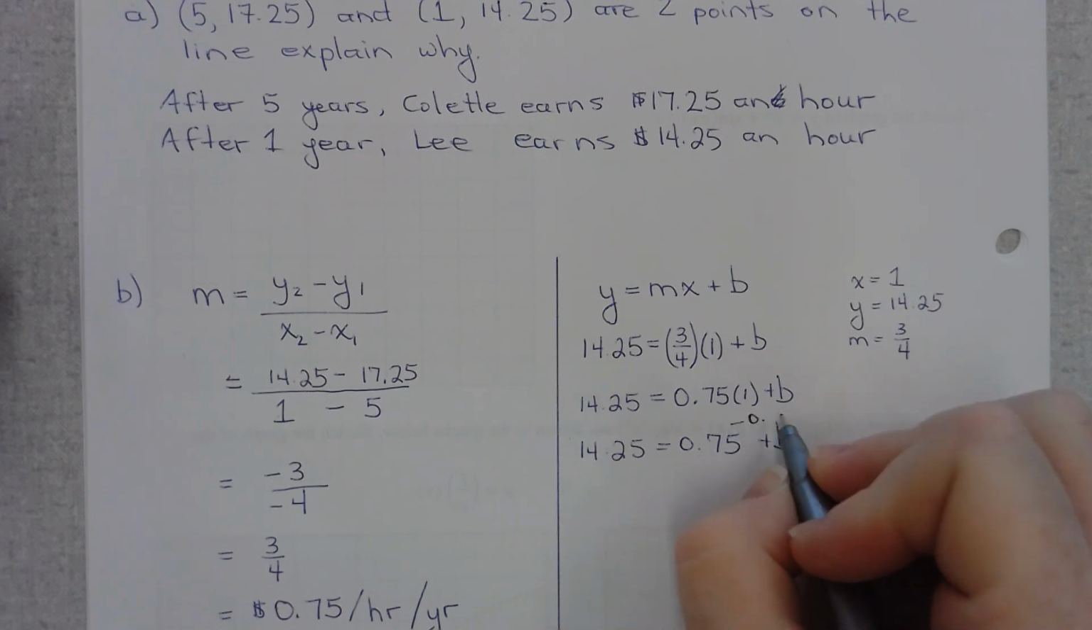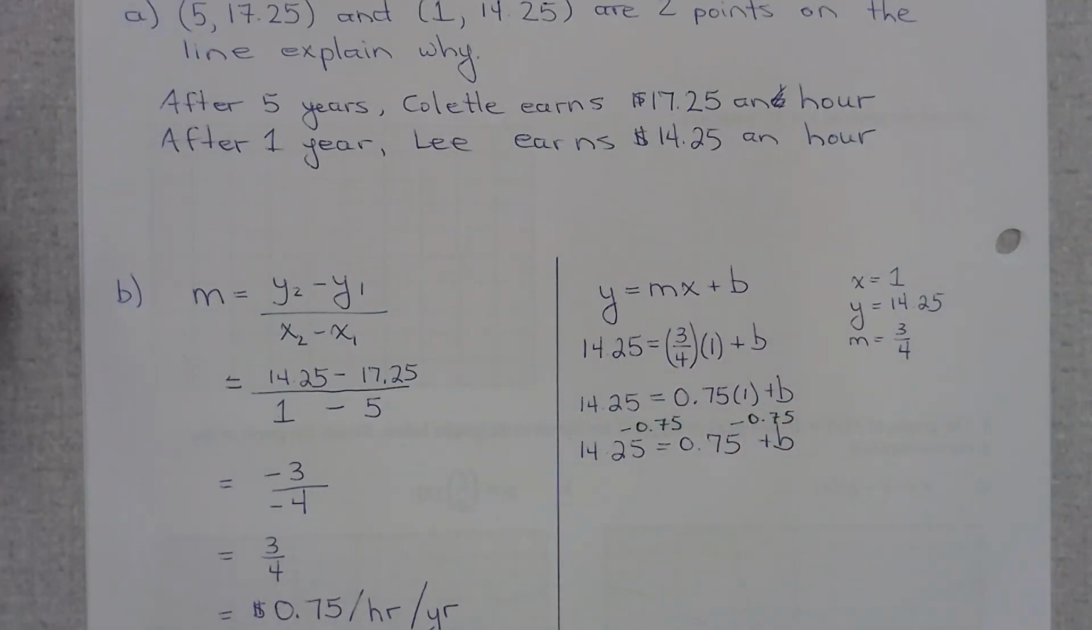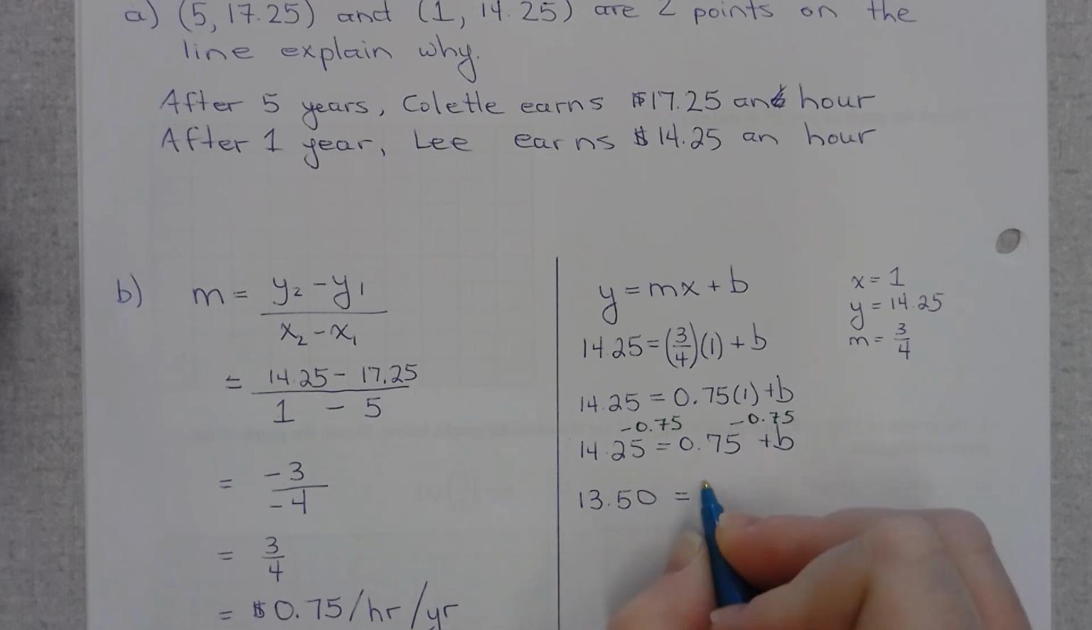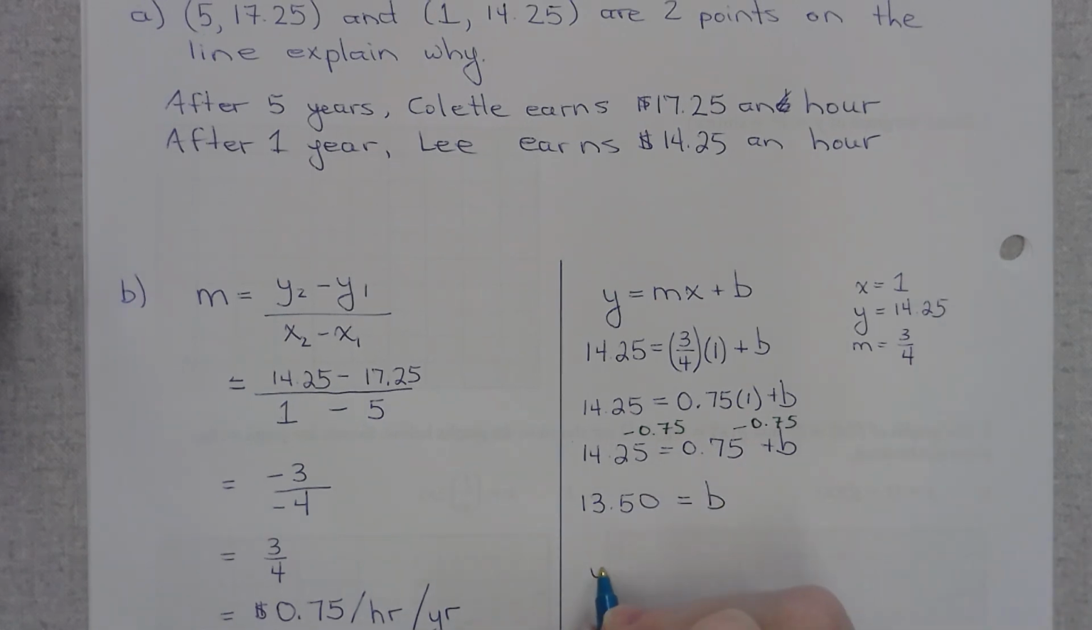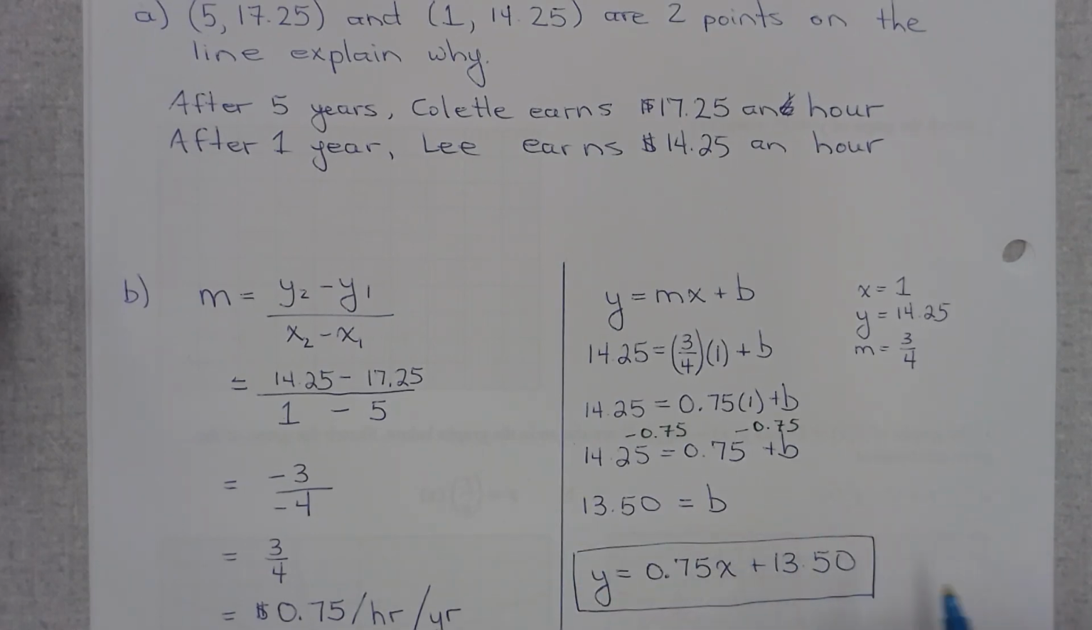So I'm going to subtract 75 cents from both sides, and so now I have $13.50 is equal to b. So my equation is going to be y equals 0.75x plus 13.50. And so this is the equation that represents their wage. Now, before, that was actually C. So C, sorry, was this equation that you had to write.